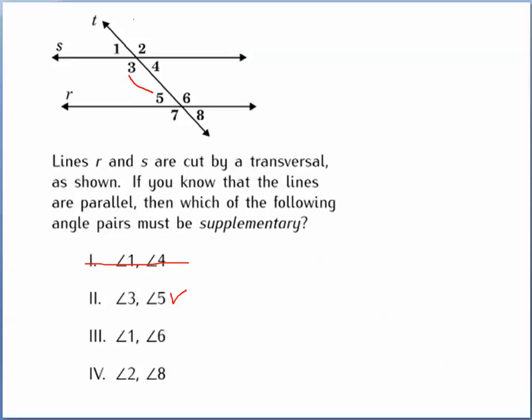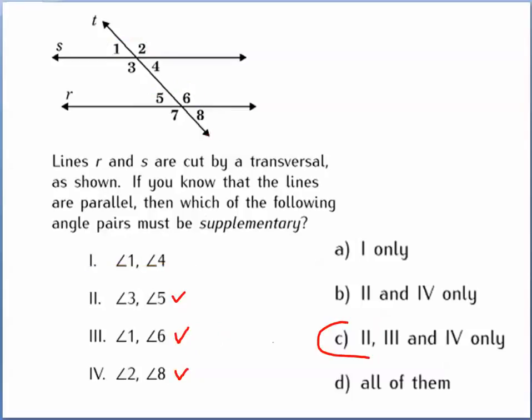And then it asks us about 1 and 6. So angle 1 and angle 6. 6 is the same thing as 2, so therefore 1 and 6 are supplementary. And then we take a look at 2 and 8. So angle 2 and angle 8. 4 and 8 are the same, so 2 and 8 would be supplementary. So yes, that totals. So if we took a look at this, this would be the correct answer option here.